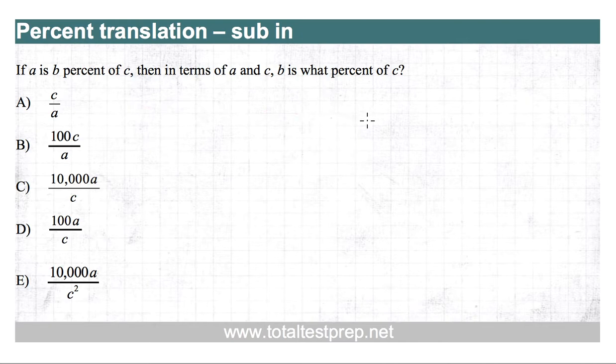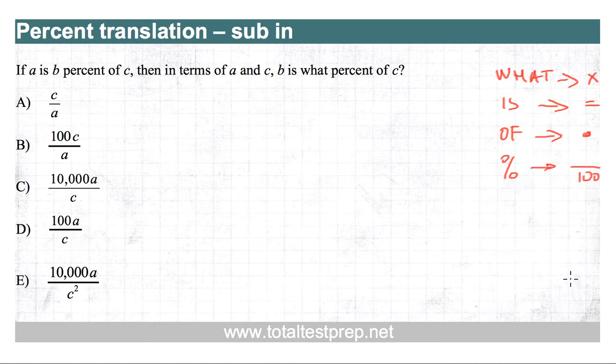What you want to do is remember that there's 4 key words that occur in most percent questions, and you want to know their mathematical equivalents. And those words are what, is, of, and percent. Whenever you see what, you want to replace that with a variable. Whenever you see is, you want to replace that with an equal sign. If you see of, you want to replace that with a multiplication sign. And percent means divide by 100.